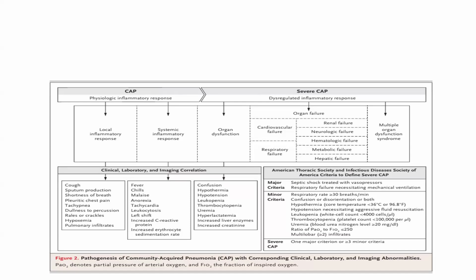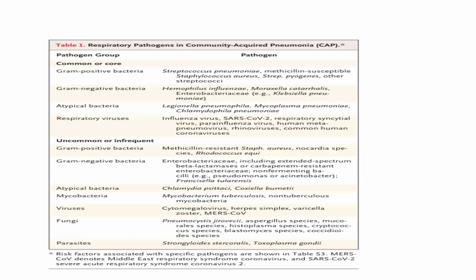Then, because of these activated macrophages, there will be production of cytokines and chemokines, which are responsible for the systemic inflammatory response and further organ dysfunction. And if it involves multiple organs like the heart, lung, kidney, CNS, blood, and liver, then it results in multiple organ dysfunction syndrome. So we'll see what the respiratory pathogens responsible for community-acquired pneumonia are.